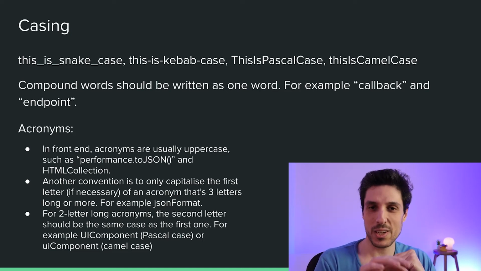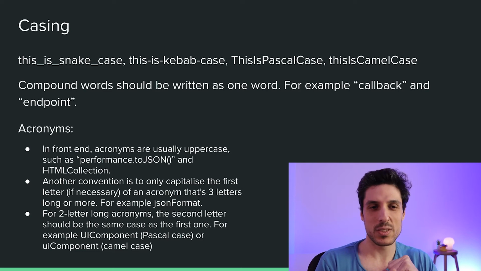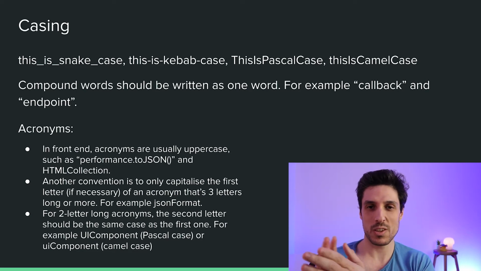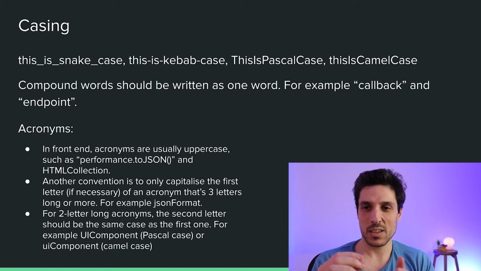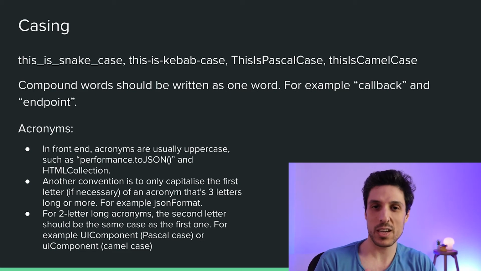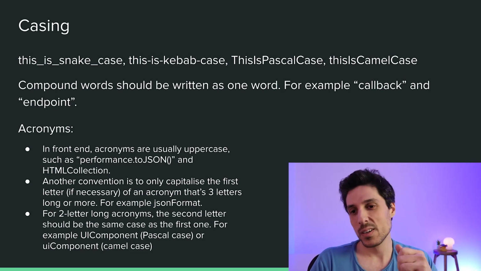So just to get it out of the way, I'm sure you already know about casing. You have snake case, which is where everything is lowercase and the words are separated with underscores. You have Pascal case, where the words aren't separated with anything, but every new word starts with a capital letter, right? So you can see an example on the slides. And then you have camel case, where it's the same as Pascal case, except that the first word begins with a lowercase letter.